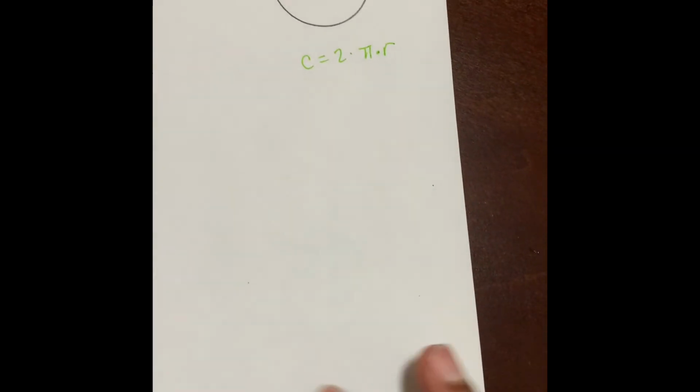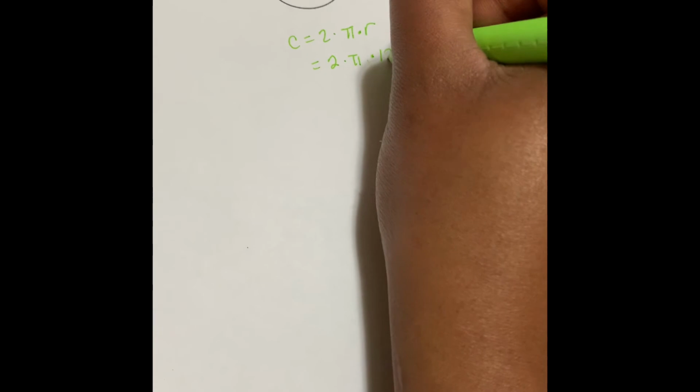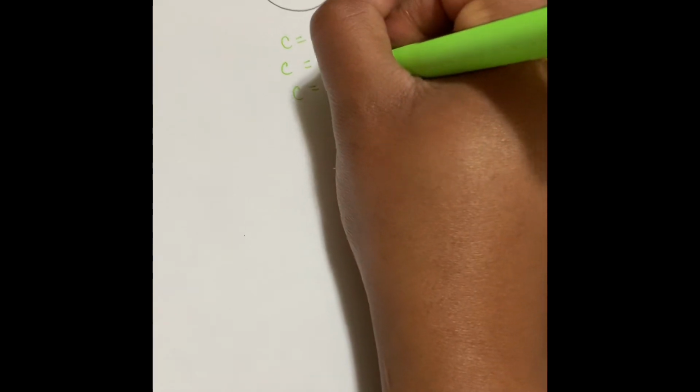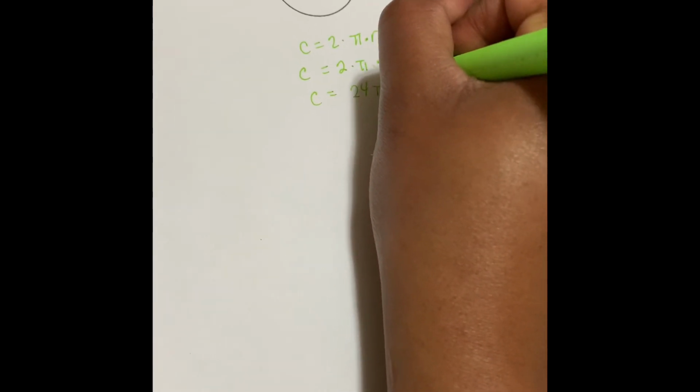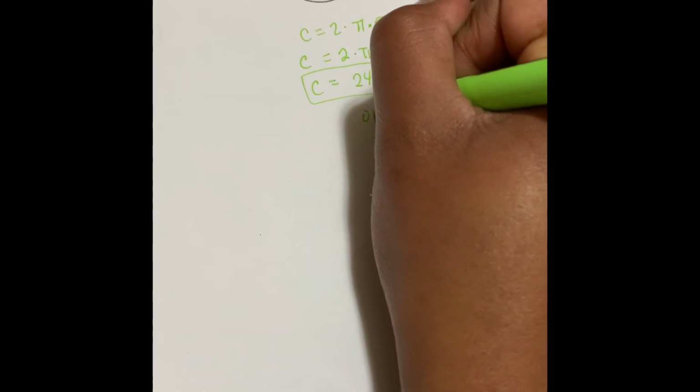And last but not least, again, if I look at this problem, it has 12 centimeters, but my line doesn't go all the way across, so that means I have a radius. So I can still use the formula C is equal to 2 times pi times R. So 2 times pi times 12. If I want to leave it in terms of pi, 2 times 12 is 24 pi centimeters. Okay, so that's one answer in terms of pi.